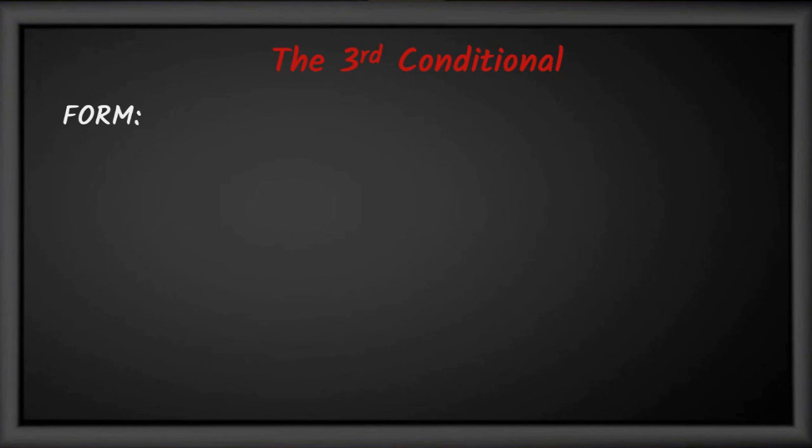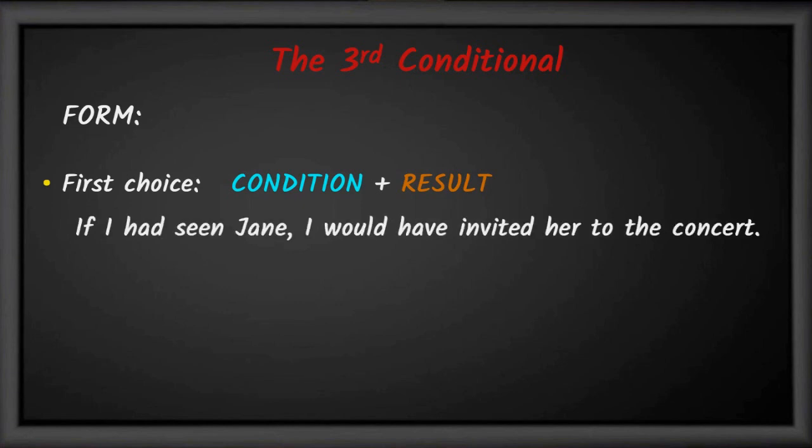Now let's talk about the form, the structure of the sentence. We have two choices for the form. The first choice is condition plus result. The condition is always the if clause, and the result is always the main clause. If I had seen Jane, I would have invited her to the concert. So here we have the condition and then the result. If we use this choice, we must write a comma between both clauses.